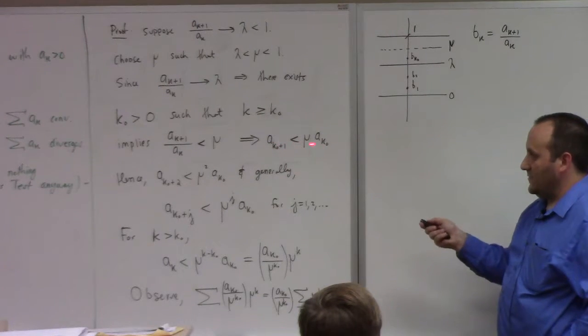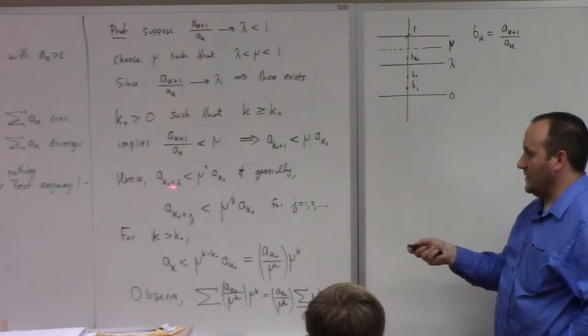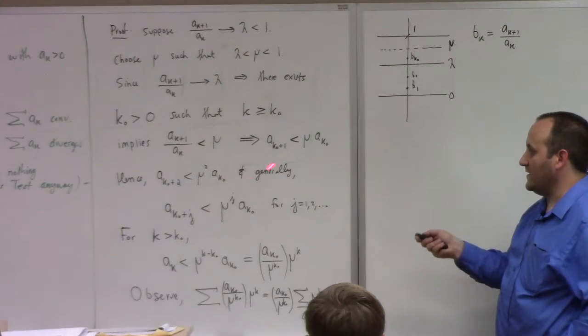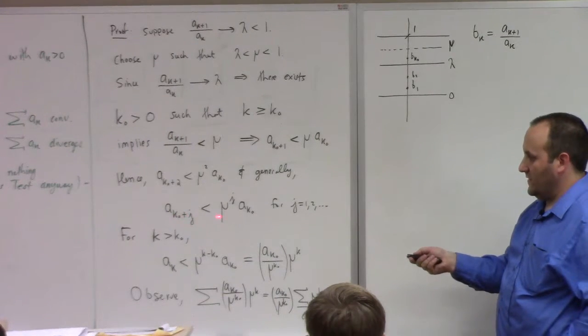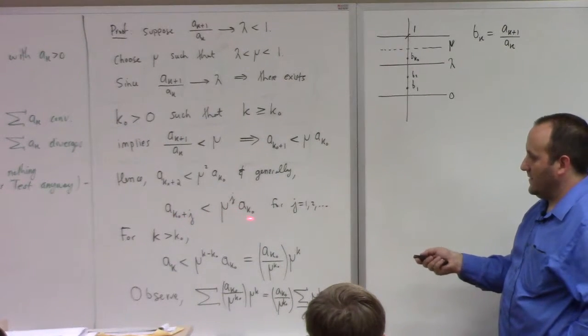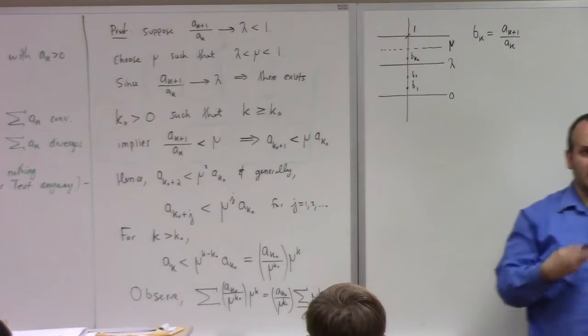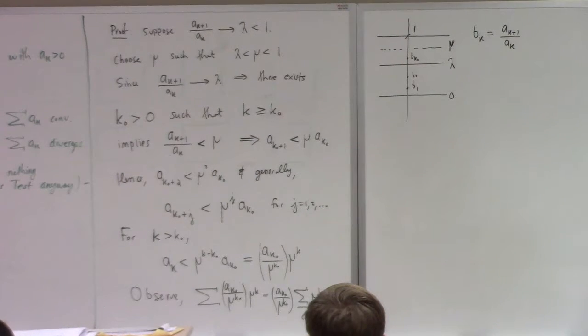And then you just keep doing this, right? So that means a sub k naught plus 2 is less than mu squared times a sub k naught, just recursing this, and so forth. A sub k naught plus j is less than or equal to mu to the power j, a sub k naught. So you just keep going and going. Then if you look at any k larger than k naught, you can rewrite a sub k as mu to the k minus k naught. So here the j is equal to k minus k naught, right?